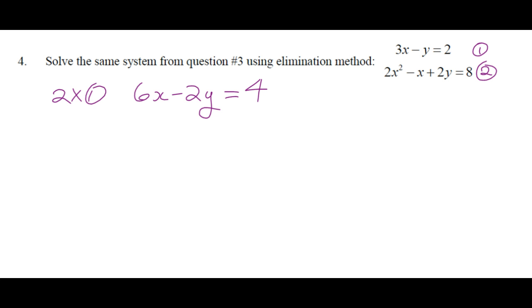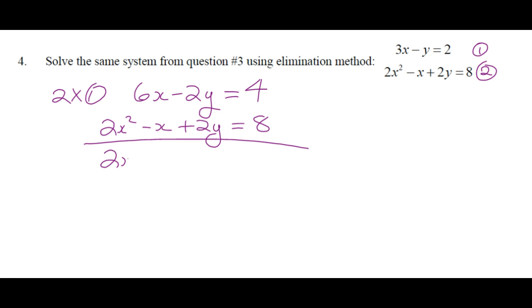Okay, and what do we got? 2x squared minus x plus 2y is equal to 8. What are we going to do with them? We're going to add them. Right? So if you have opposite signs, you add. If you have the same signs, you subtract. Okay, so we get 2x squared.